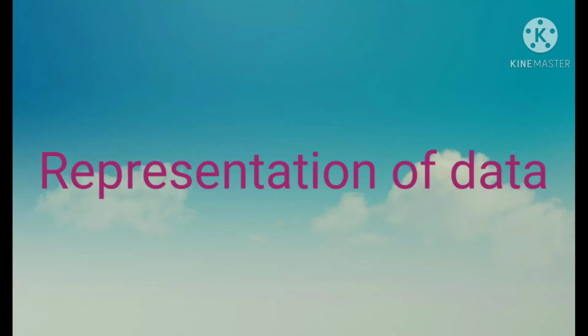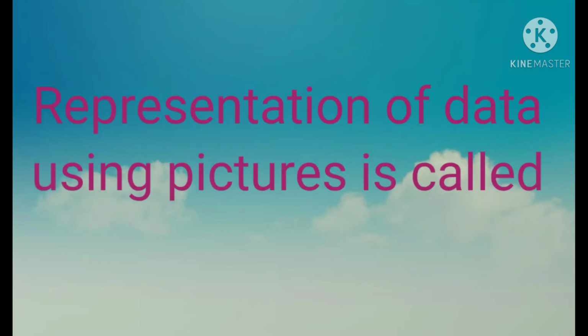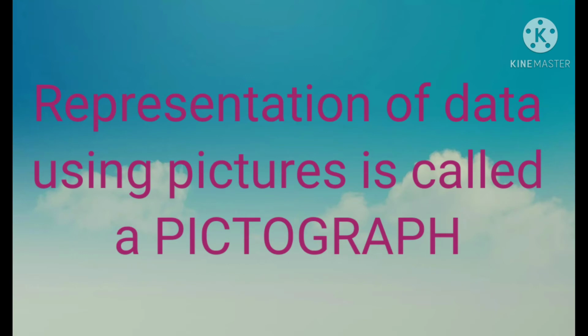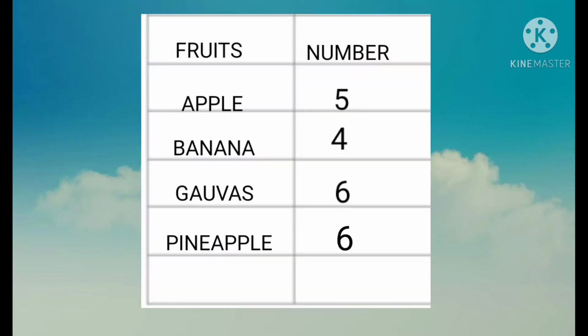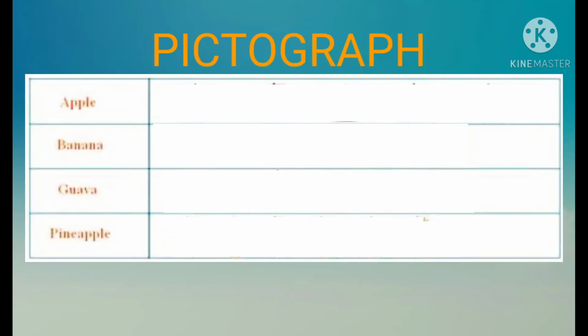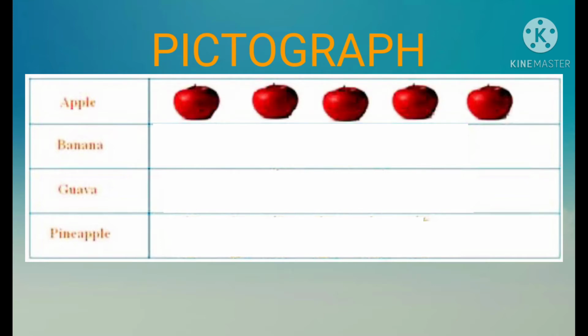The representation of data using pictures is called a pictograph. Children, I hope you remember about a pictograph, isn't it? Now, here is a data showing the number of children who like different fruits. Let us represent this using a pictograph. First, let us represent the apples. How many apples are there? 5 of them, isn't it? So, 5 pictures of apples are represented.